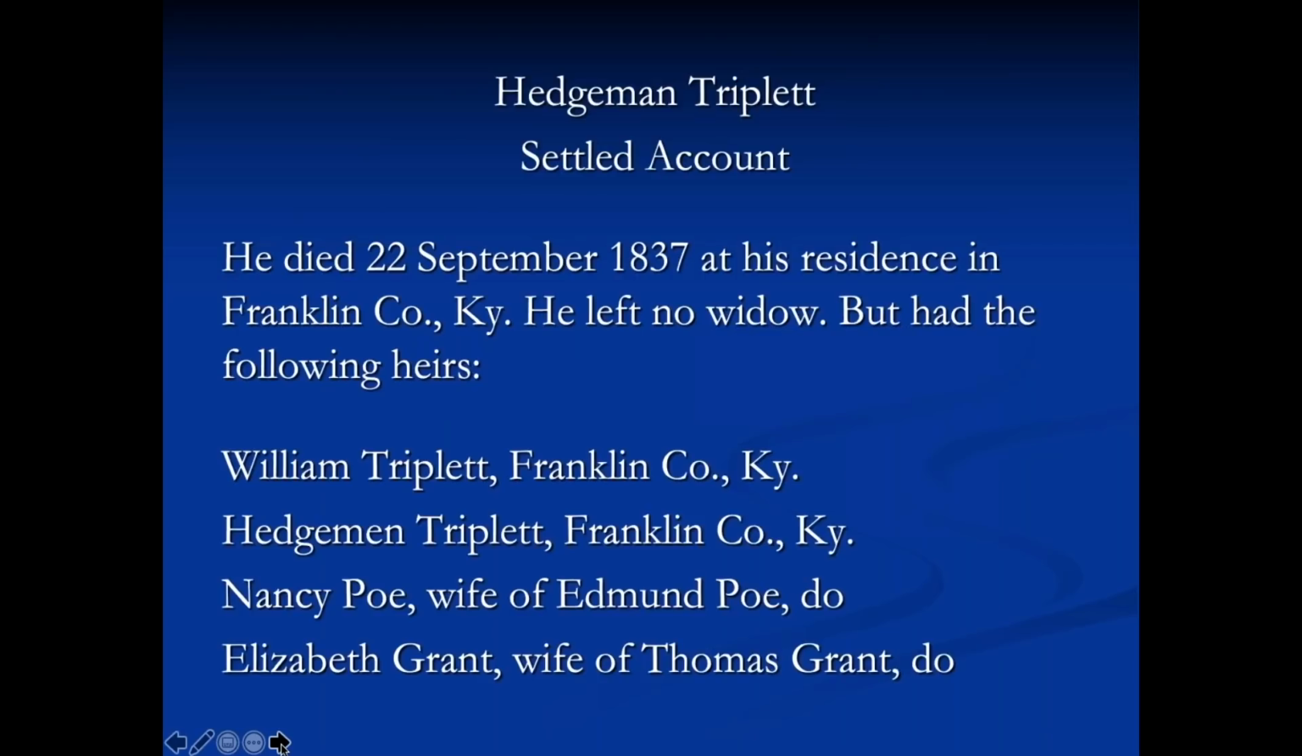So when we look in the settled account, we see that he died in 1837, which we knew, at his residence in Franklin County, Kentucky. He left no widow, but he had the following heirs. So it's naming each one of his children, those in Franklin County, Kentucky, and who his children married. Nancy Poe married Edmund Poe. Elizabeth Grant is the wife of Thomas Grant.